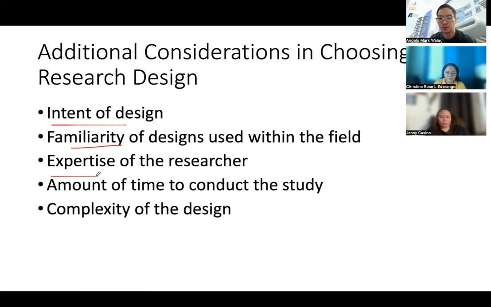Your expertise as well, and the amount of time. So remember, when doing dissertations, we do not aim to win a Nobel Prize. We aim to graduate. So that's why we do something that we can do, and at the same time, also contribute to the body of knowledge. Okay? It can't always be limited to what you can do.